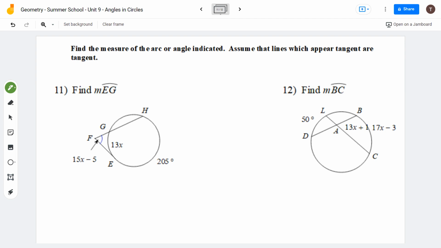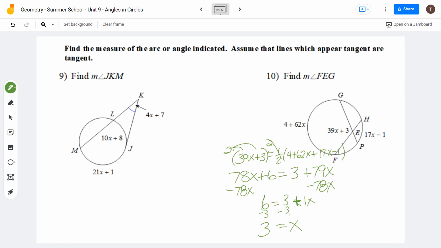Let's see. We'll do number 11, I guess. Actually, let me go back here too because I forgot to plug that back in. So I wanted to find angle FEG, which was this angle right here. So I should have done 39 times 3 plus 3. So my final answer would be 120 degrees.